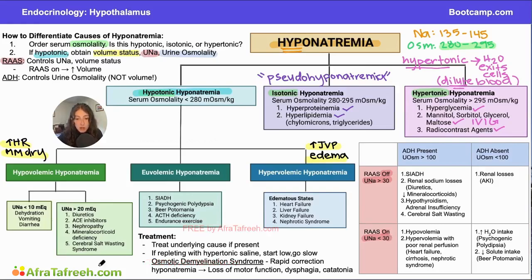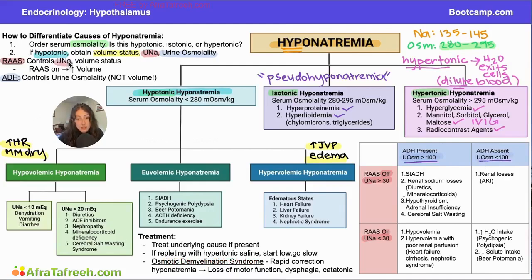Similarly, we're using our urine osmolality as a proxy for whether ADH, antidiuretic hormone, is present in circulation. So if our urine osmolality is high, that means that we are going to have ADH present because we're resorbing all that water. There's less water in it to dilute the urine, so it is very concentrated. So urine osmolality greater than 100 means that our ADH is present. Less than 100 will say that ADH is relatively absent.